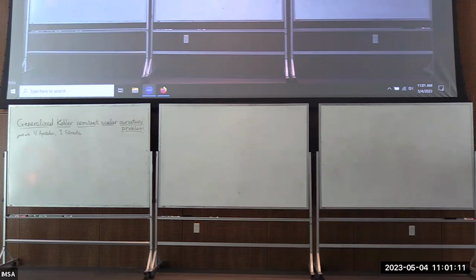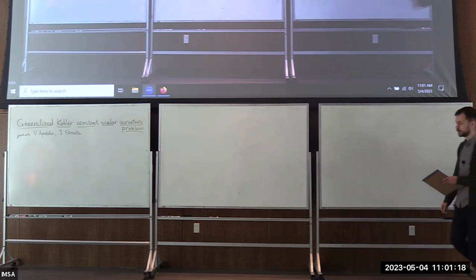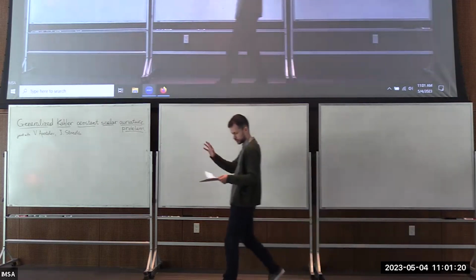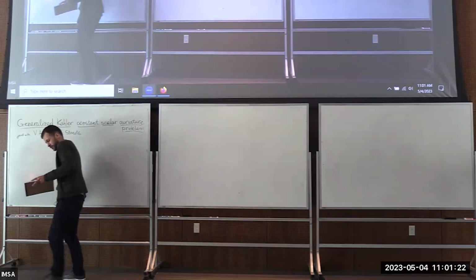So I'm going to talk about our recent joint work with V. Apostolov and J. Streets. And I'll start with something more classical, really. So we'll get to generalized geometry, but let's start with what's happening in Calabi geometry. Let me start with Calabi.